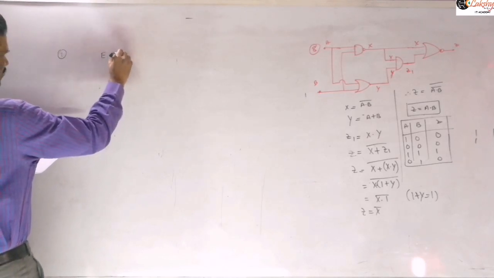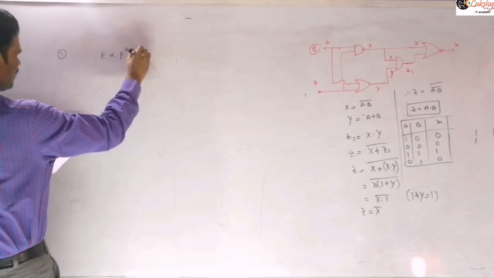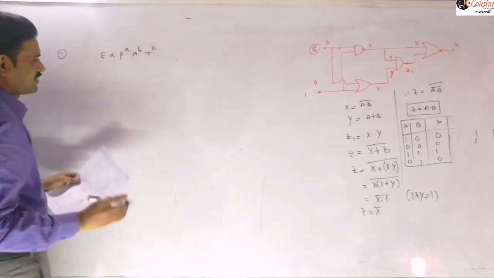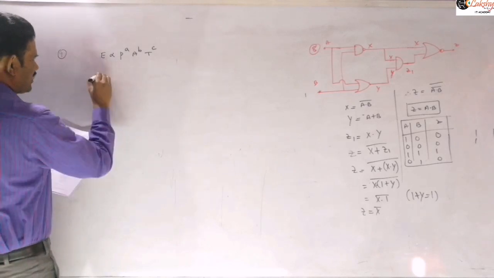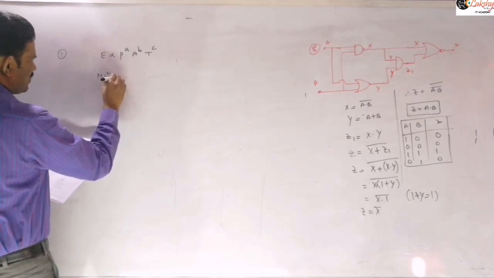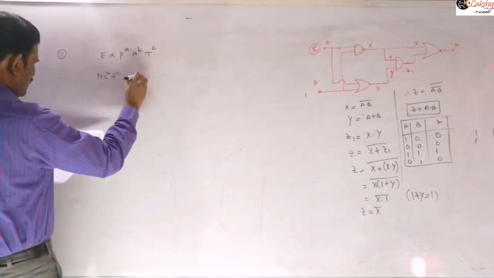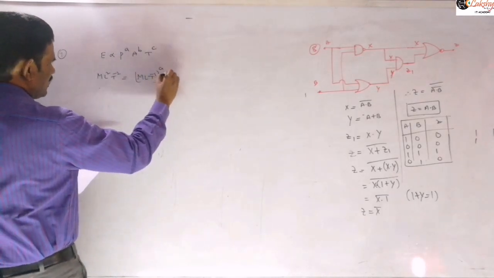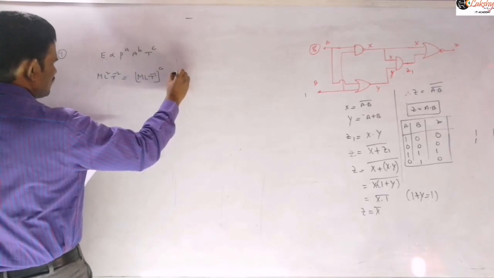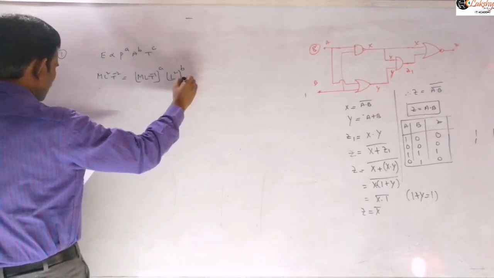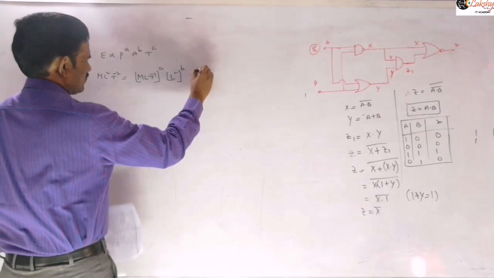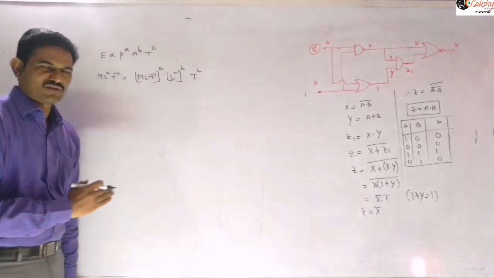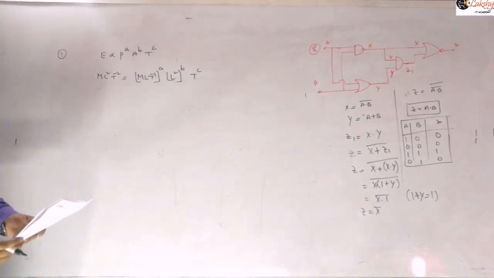Let us take E is proportional to P power a, A power b and T power c, where E is energy. Now when you are writing this dimension analysis, M L square T power minus 2 is equal to, this P is momentum, so M L T power minus 1 whole power a, and A is area, so L square whole power b, and T is the time, so then T power c you can write. Then compare the powers on both sides and simplify the equations there, right?